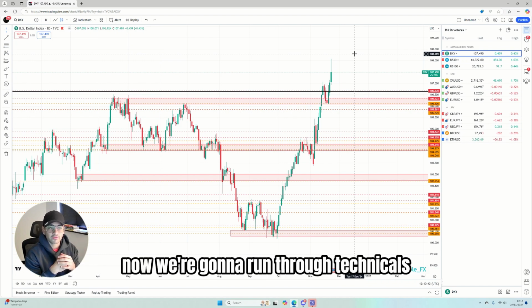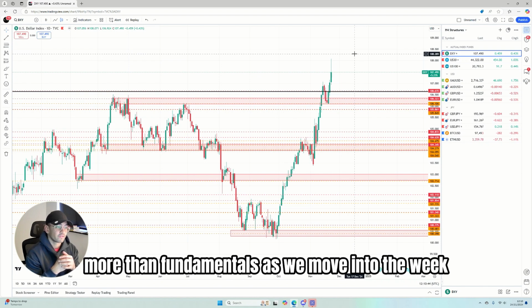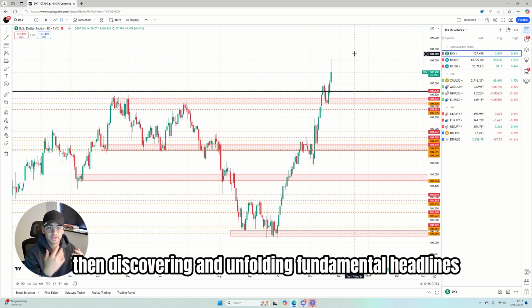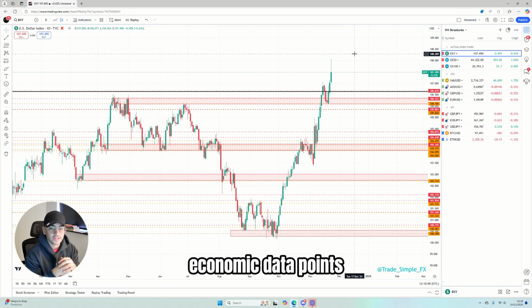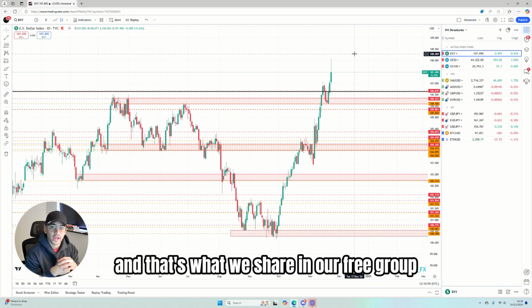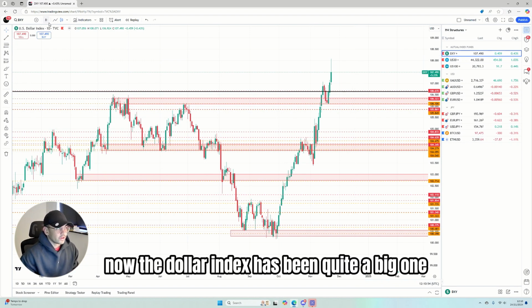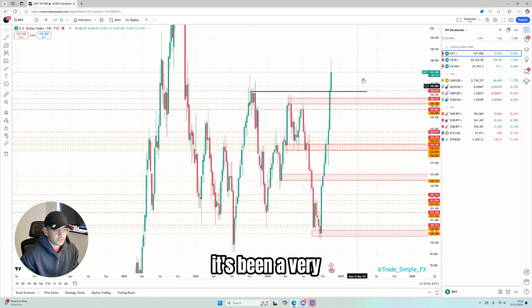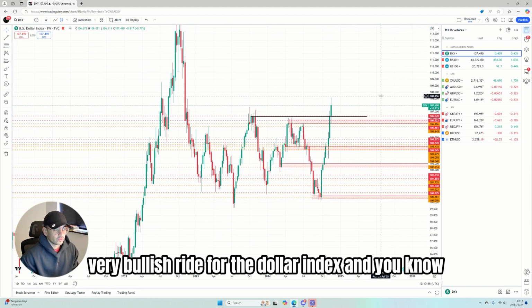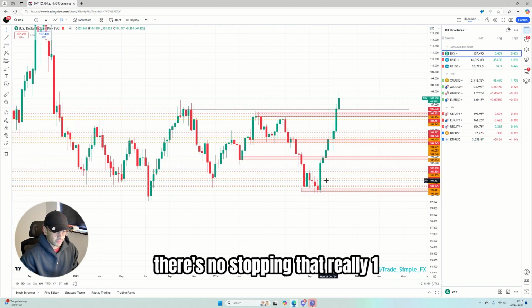Now, we're going to run through technicals more than fundamentals. As we move into the week, we start then discovering and unfolding fundamental headlines, economic data points, and that's what we share in our free group and mostly our members group. Now, the dollar index has been quite a big one. It's been a very, very bullish ride for the dollar index, and there's no stopping that really.